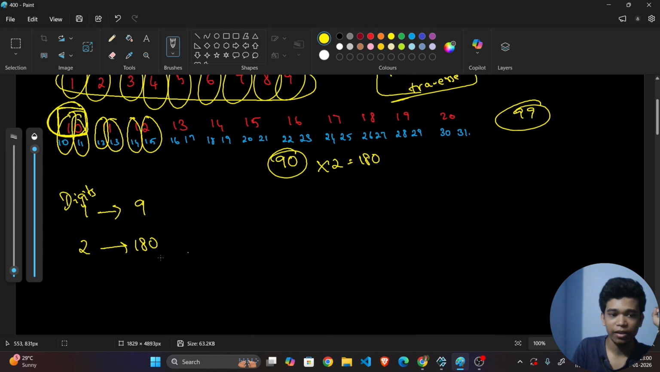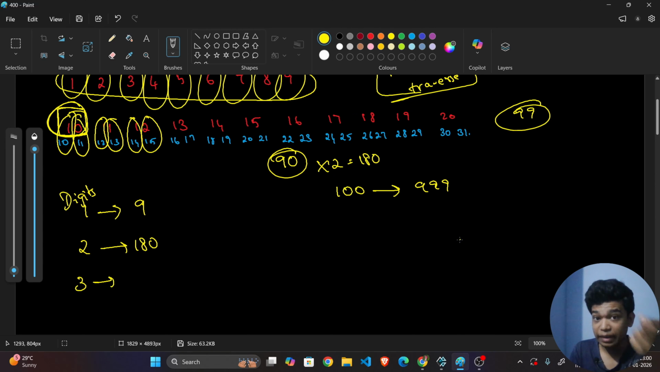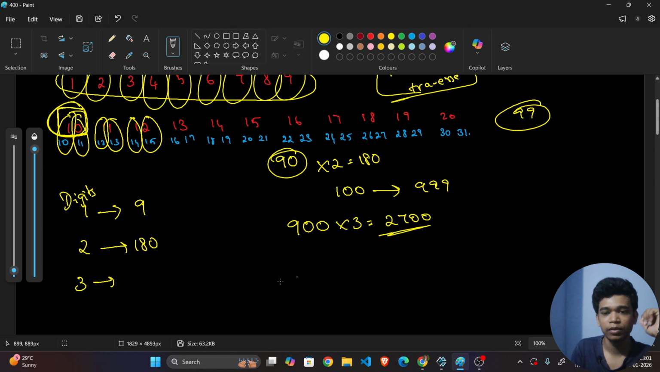Fine. If I go to the 3-digit numbers, they will start from 100 going up to 999. How many numbers are there? Totally 900 numbers. How many digits will each number have? 3 digits, so 900 into 3, which is equal to 2700. Can I understand this? Right?